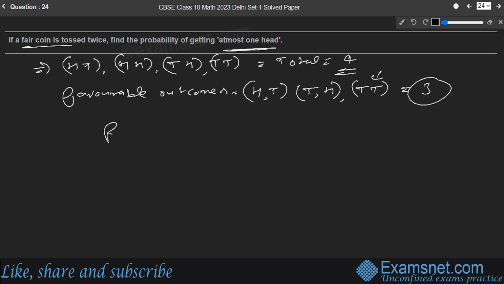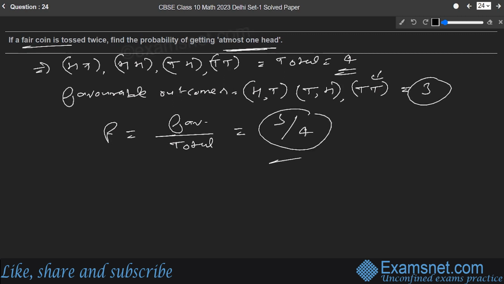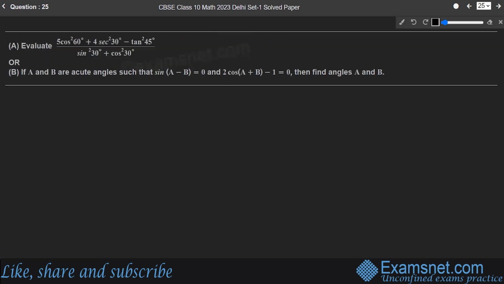Now he has asked for finding out the probability. Probability is nothing but the favorable outcomes divided by the total outcomes. So favorable outcomes are 3 and total outcomes are 4. So the probability simply becomes 3 by 4, and that is going to be the right answer. Okay, let us have the next question.